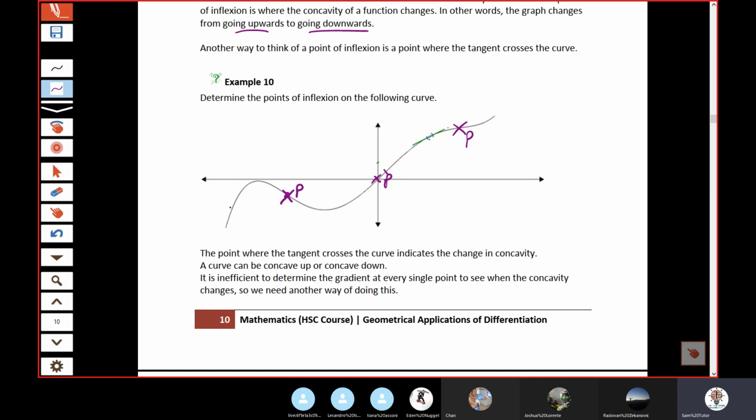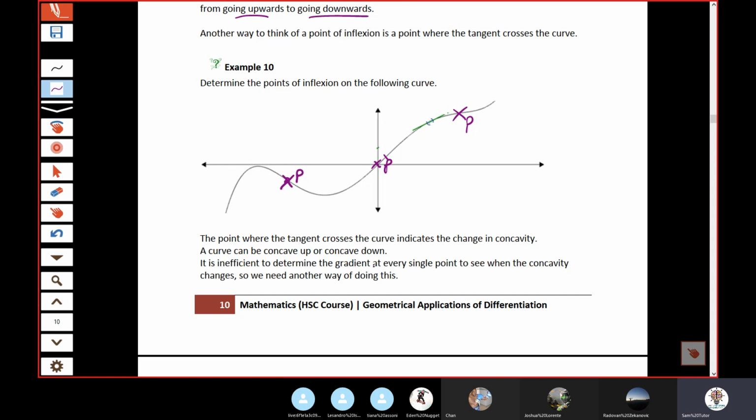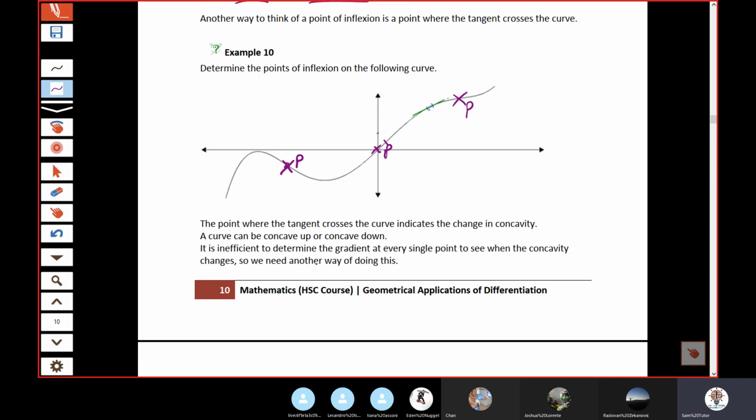One more time. Sad, sad, sad, sad. Happy, happy, happy, happy, happy, sad, sad, sad, sad. Happy, happy, happy, happy, happy. All right, the point where the tangent crosses the curve indicates a change in concavity. A curve can be concave up or down.